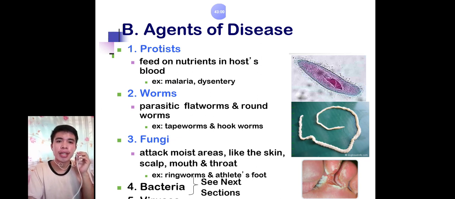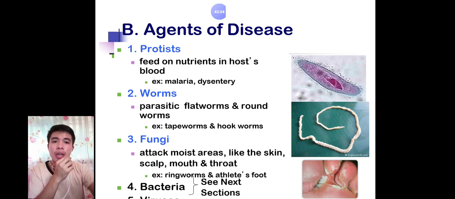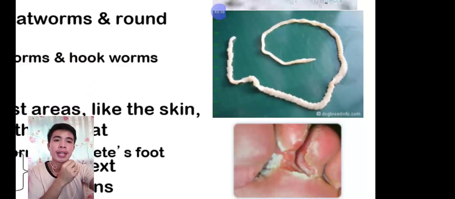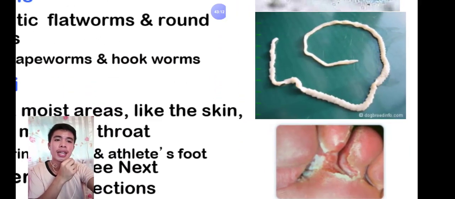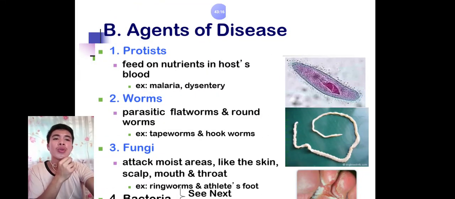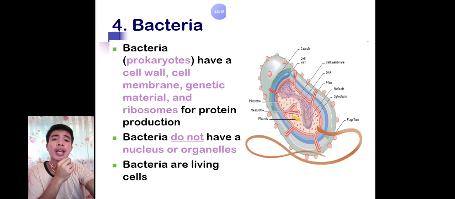Fungi attack moist areas like the skin, scalp, mouth, and throat. So next, look at the picture here. Isn't that fungi? The foot is already damaged. So next, we move on to bacteria.